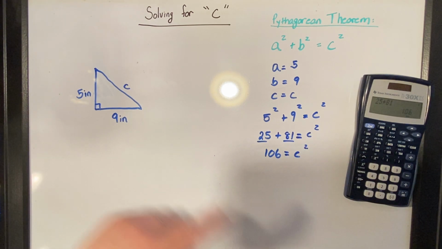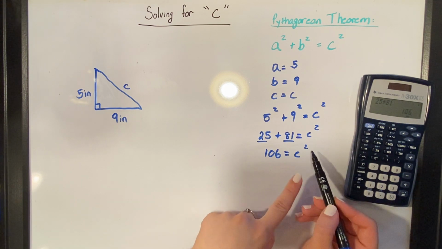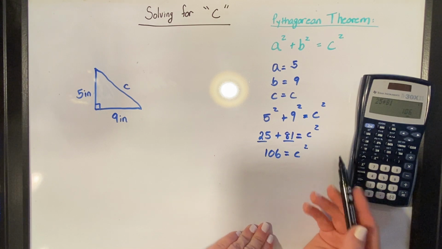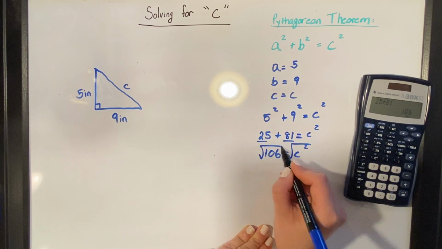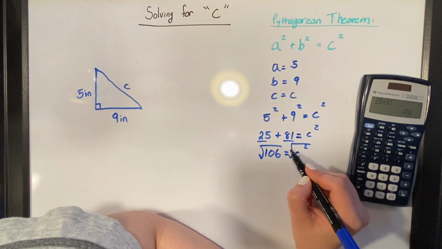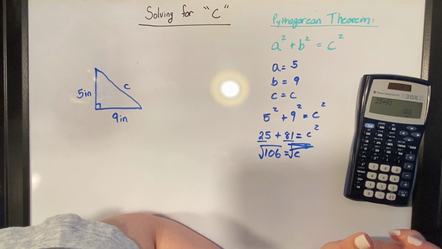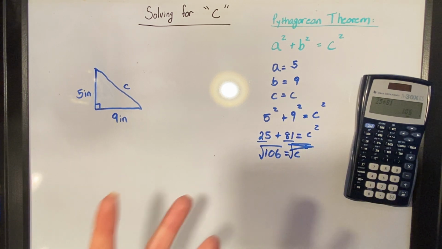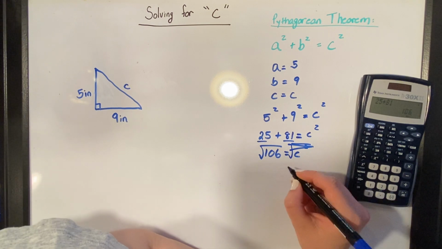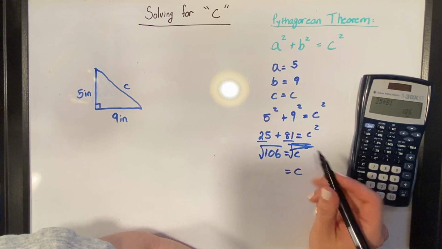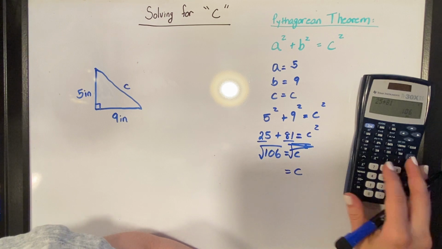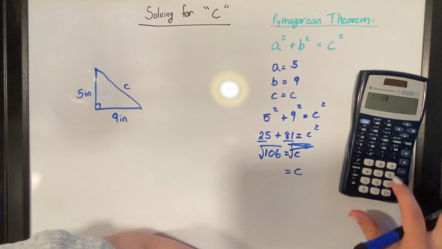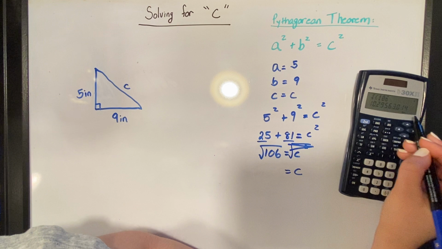Now remember, we are solving for C, not C squared. So we have to get rid of the squared part. To undo a squared, you always take the square root. So we take the square root of both sides, and this gets rid of the square, because it's the opposite. When you do the opposite of something, it negates it. So we are left with C equals the square root of 106. I'm just going to take the square root of 106, and we're left with this number here.